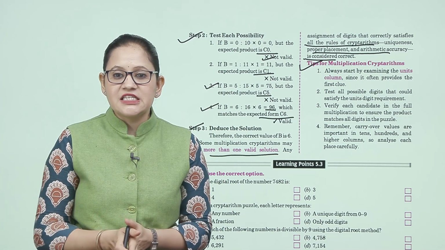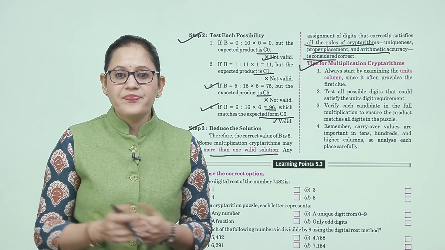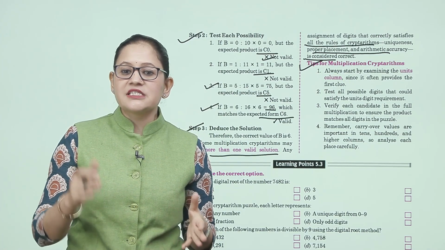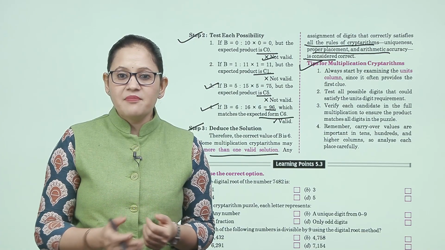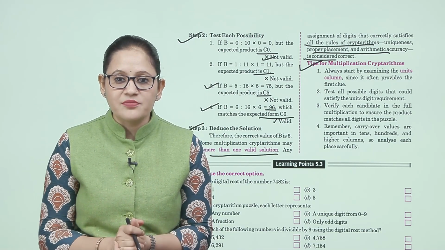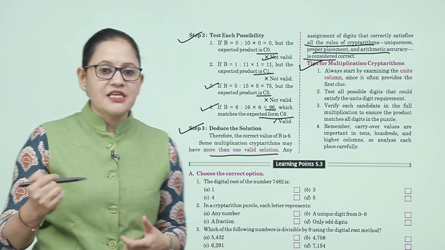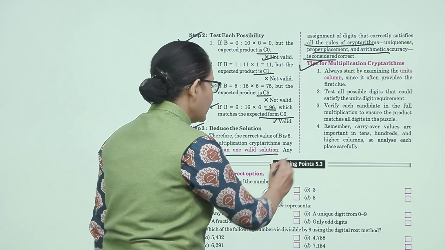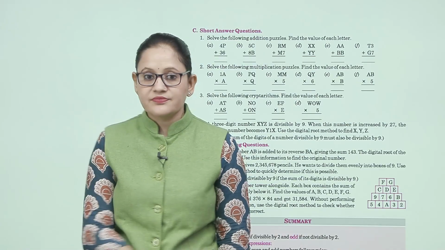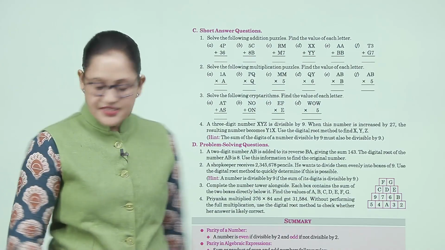Verify each candidate in the full multiplication to ensure the product matches the puzzle. Remember, the carryover values are important in the tens, hundreds and higher columns. So analyze each place carefully. Now learning point 5.3, you have to practice all the questions.